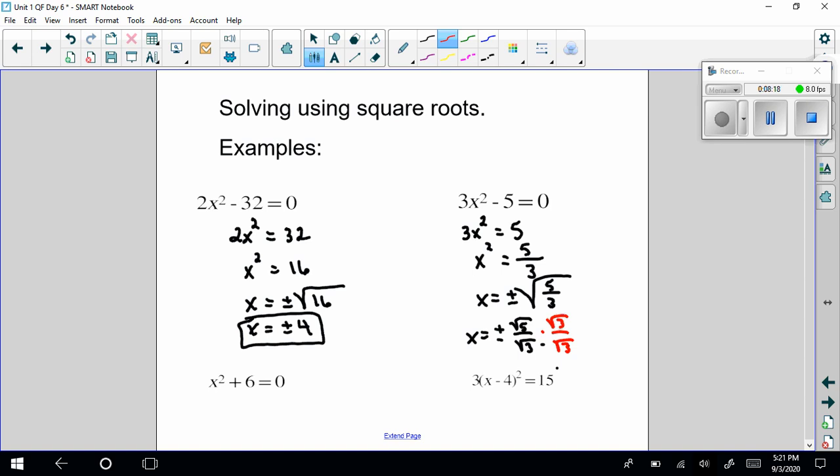So hopefully you remember your radical properties from Algebra 1 as well. So if I do that, I get plus or minus square root of 5 times the square root of 3 is the square root of 15. The square root of 3 times itself is the square root of 9, which is 3. So I have now done the process of rationalizing the denominator, which basically means getting rid of the radical in the denominator.